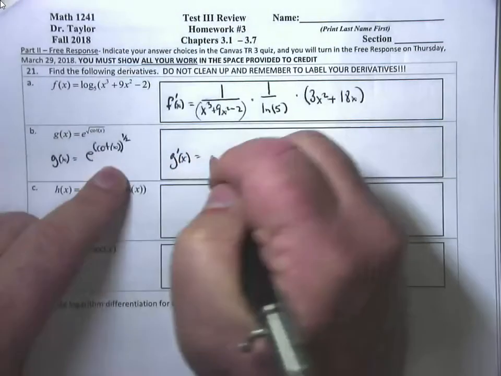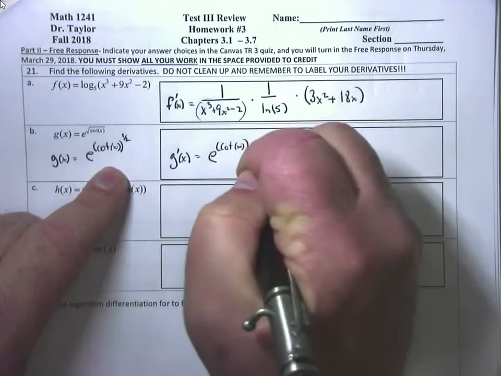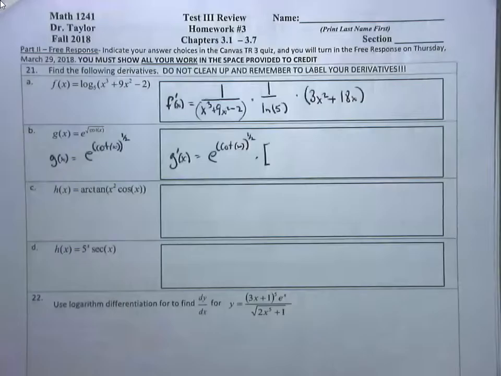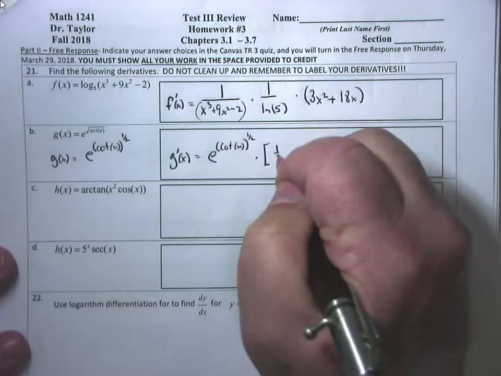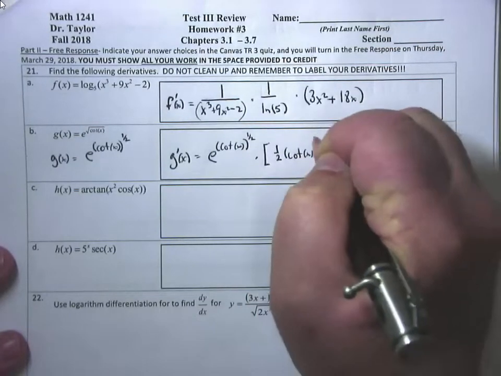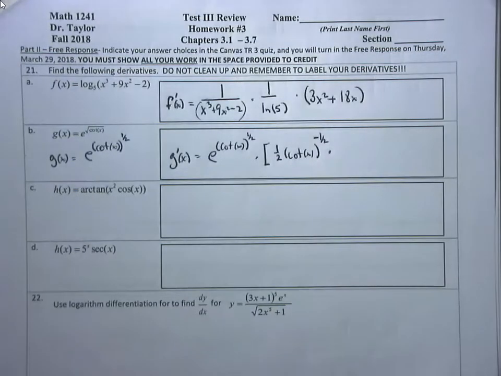The derivative of e to a function is e to the function, e to the parentheses, cotangent of x, raised to the 1/2 power. But then you have to do times the derivative of the exponent. To take the derivative of this exponent, cotangent of x to the 1/2 power, what rule do I have to use? Chain rule. Derivative of the outside, inside stays the same, times derivative of the inside. So the 1/2 pops out front, the cotangent of x stays the same on the inside, raised to the negative 1/2 power. But then you have to do times the derivative of the inside.